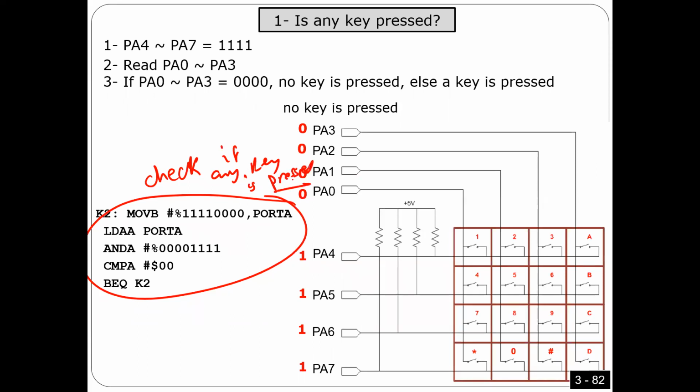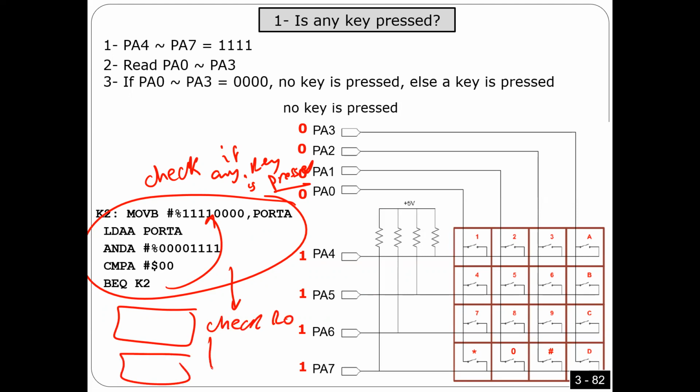If you press any key. If no, I'm gonna keep looping here. So I'm gonna stop in this part. I'm gonna keep looping in this part until you press a button. Once you press a button, I'm gonna move to the next part. The next part here, I check row 0. If it is not found, I'm gonna come here to check row 1.